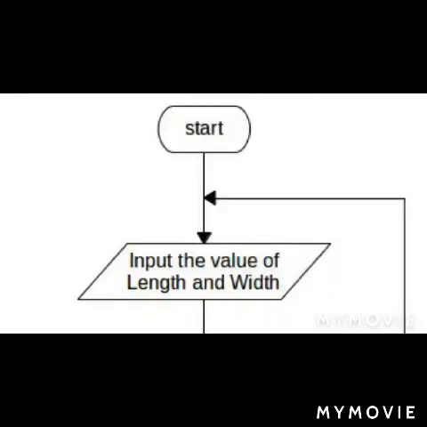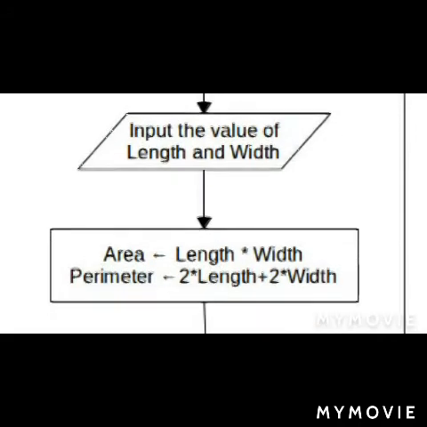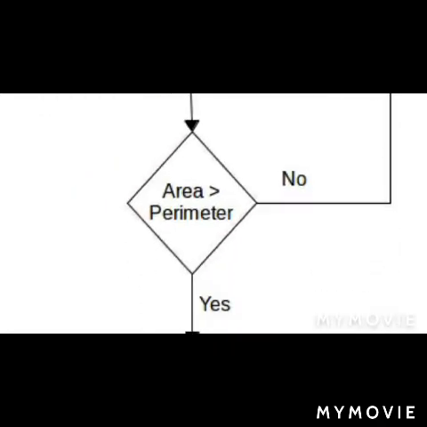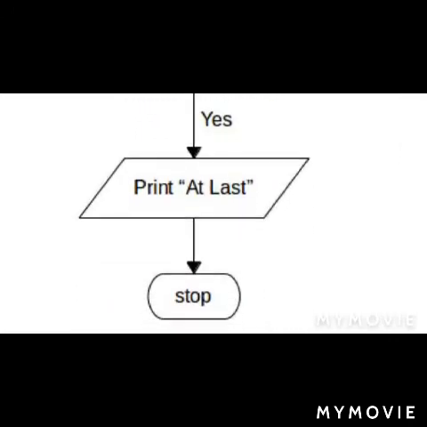So let's design the flowchart. Of course, the first step is the inputs, and they are still the same, the length and the width. Then the next are the processes, so you need to assign the area and the perimeter. And then next is the diamond part, the decision making part, to check if the area is greater than the perimeter.